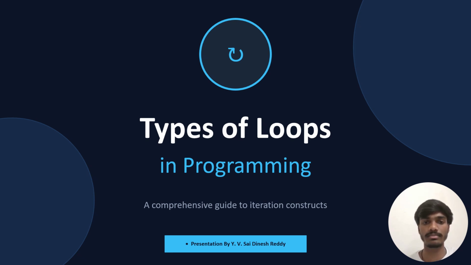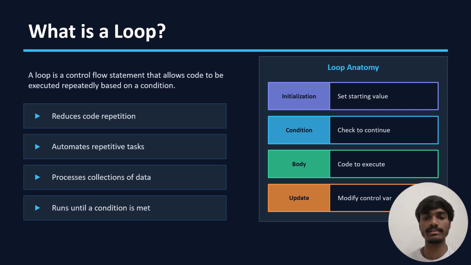Today we are going to explore the different types of loops used in programming and how they help us write more efficient code. So what exactly is a loop? In programming, it's a control flow statement that lets you execute a block of code repeatedly based on a specific condition. Why do we use them? They reduce code repetition, automate repetitive tasks, and are essential for processing large collections of data by running until a set condition is finally met.